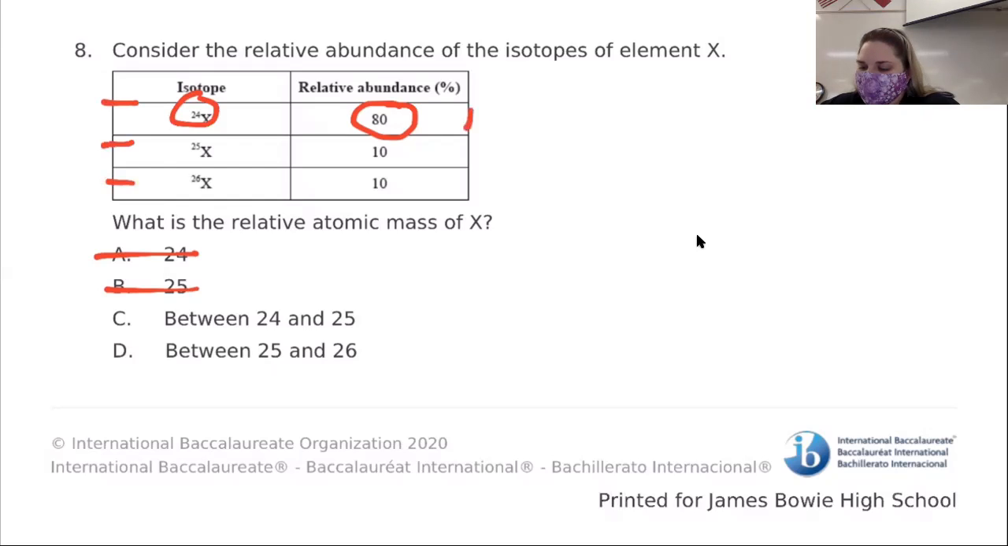24. 24, right? It's got 80%. And in the notes, I told you guys the most abundant one, that means the average is probably going to be closest to that one. So it won't be exactly 24, but it'll be pretty close to it, which means that the only answer that makes sense is C. It'll be somewhere between 24 and 25. It'll be pretty close to 24, but it won't be exactly 24 because these other two, the 25 and 26, are affecting it. It doesn't make sense that it would be between 25 and 26 because the 26 is only 10%. Okay, so that's going to make it a little higher, but it's not going to be high enough that it would be more than 25. Okay, and so that's kind of how you have to think about those types of questions.